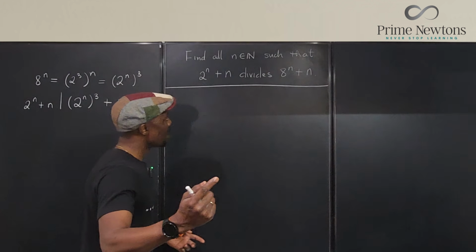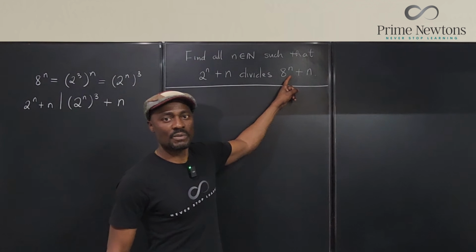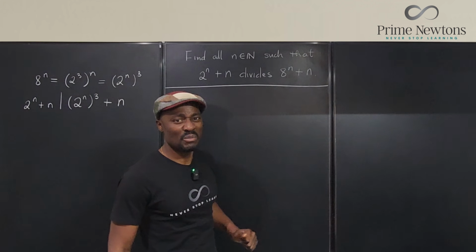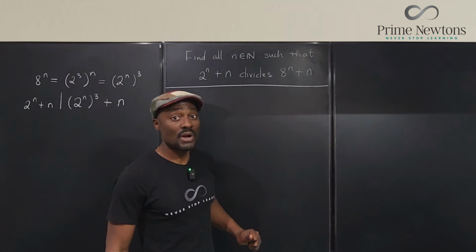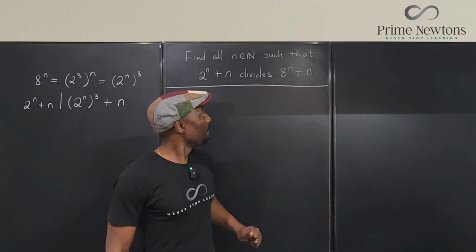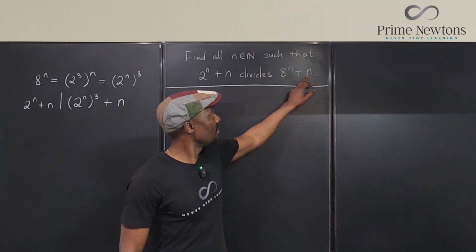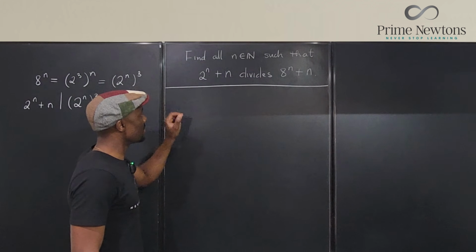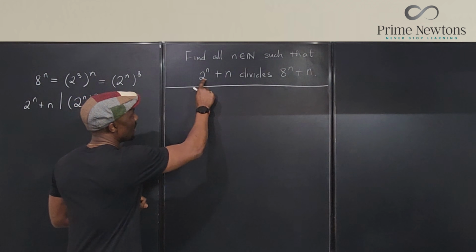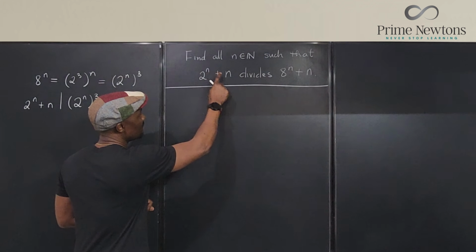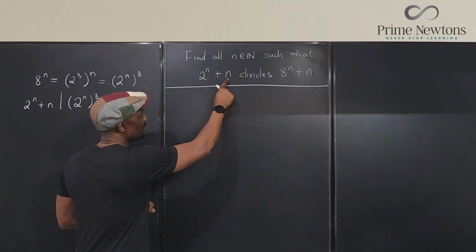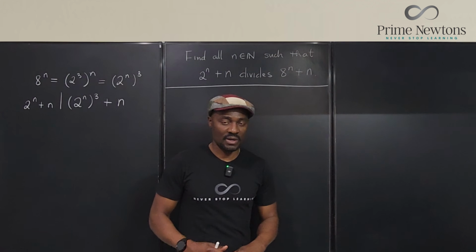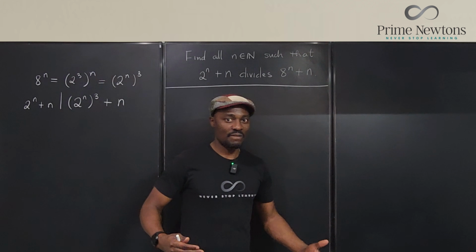Let's try 3. 8 to the 3rd is going to be hard for me to do, but that's 2 to the 9th. Ooh, that's a big number. So 2 to the 9th is 512. 512 plus 3 is going to be 515. And if I put 3 here, 2 to the 3rd is 8. 8 plus 3 is 11. 11 does not divide 515, so 3 does not work. So I already know not every number is going to work.